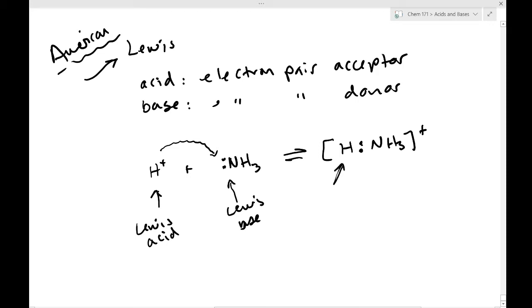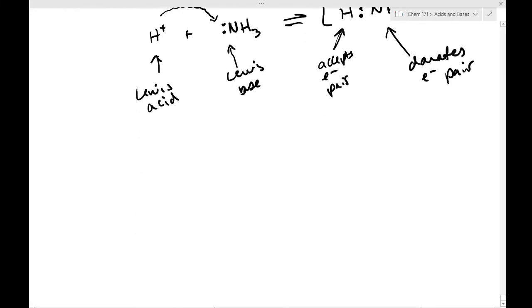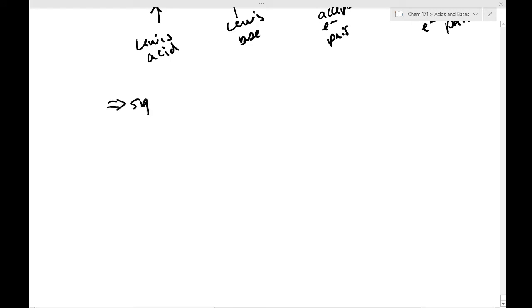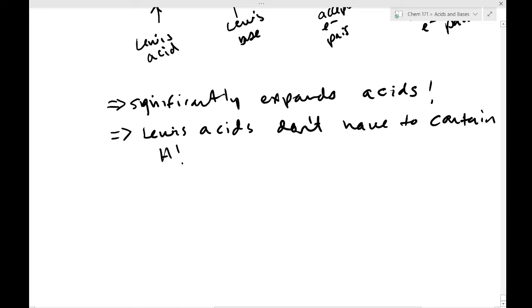Okay, so this one accepts the electron pairs. This one donates the electron pair. Okay, now do you guys see how this kind of makes sense in terms of acids and bases? And the interesting thing about this definition is it significantly expands what can be considered an acid, because Lewis acids don't have to contain H or hydrogen. They don't have to contain hydrogen at all.